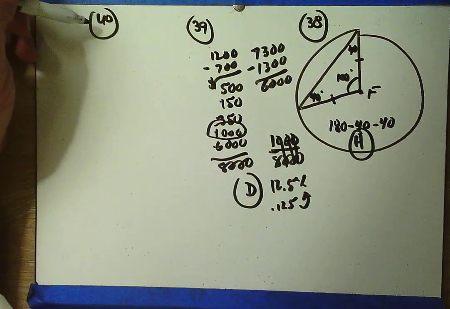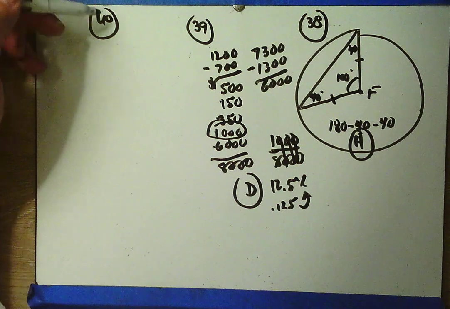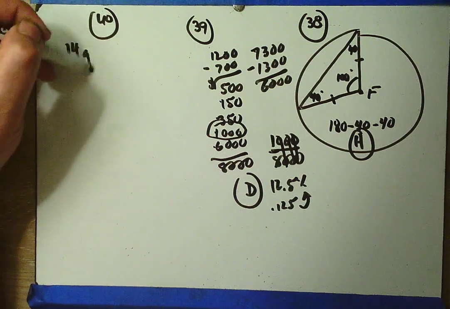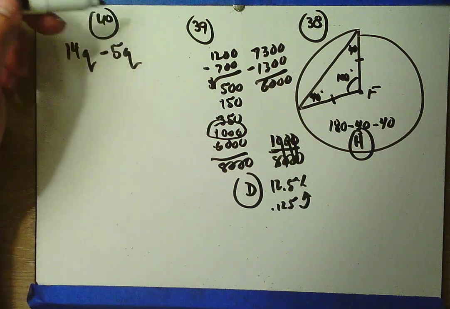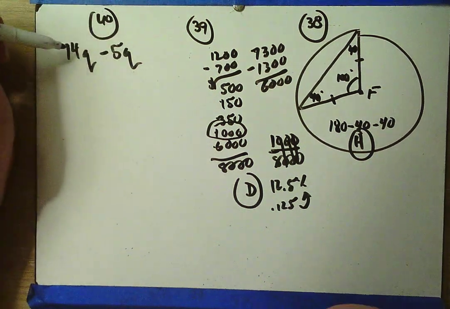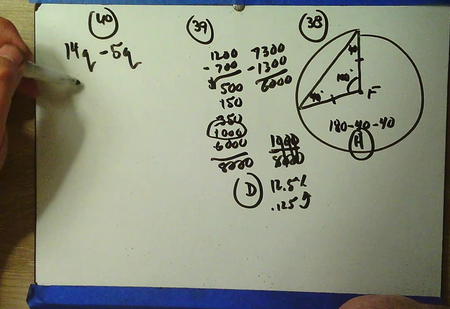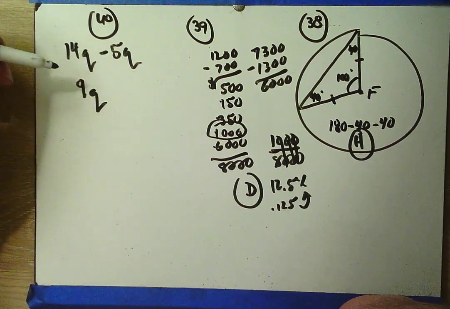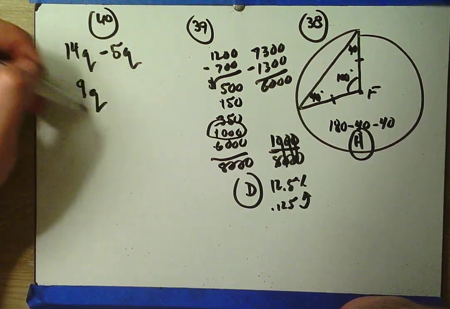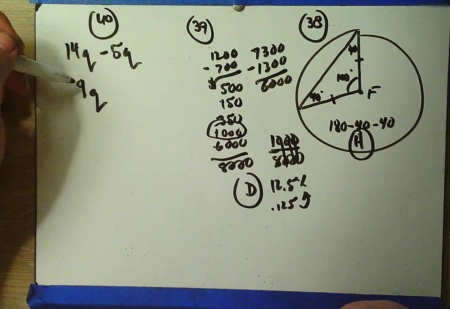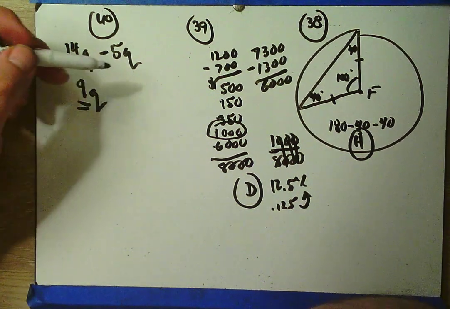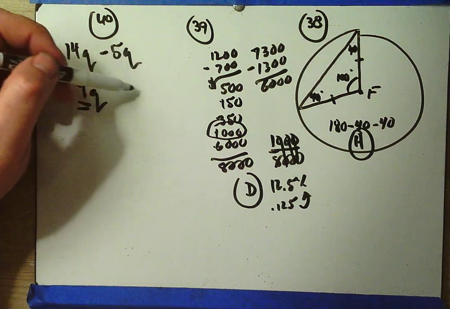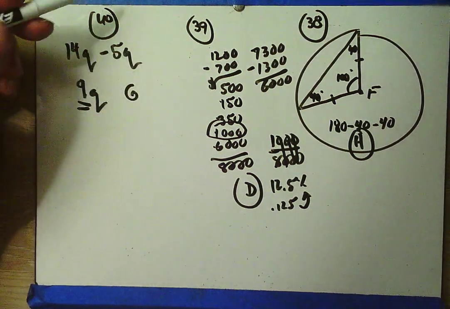40. Assuming Q is positive, then the difference between 14Q and 5Q is always divisible by what? Well, what is 14Q minus 5Q? That would be 9Q. So any number that is 9Q is going to be divisible by 9, because there's a 9 there. And so this is G. G for number 40.